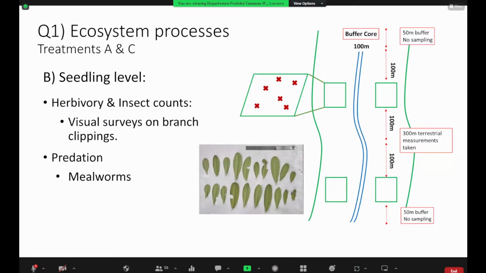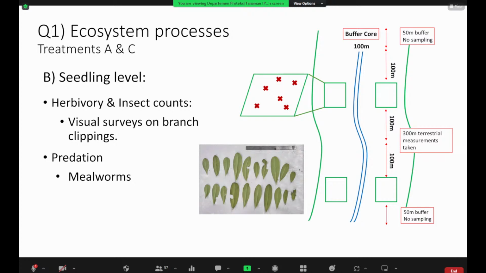So I was also interested to see if there was any variation between those 6 seedling species that we used in the enrichment plantings. And so I repeated those same surveys, but I just adjusted the protocol so that it happened on 1 tree per seedling species per subvegetative plot.